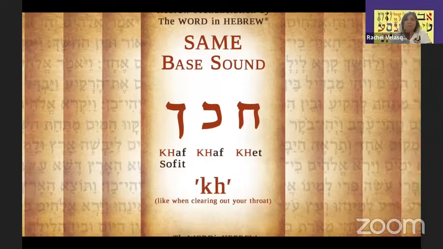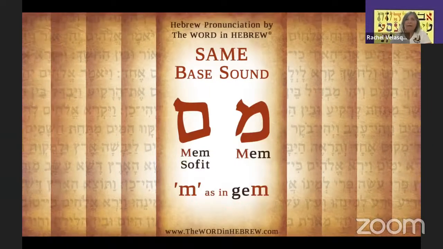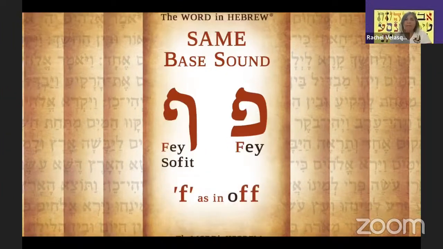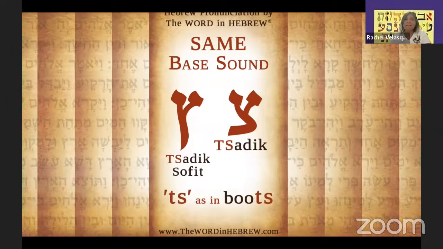Okay, so these have the same sound, and it's a glottal sound: Chet, Kaf, and Kaf Sofit. Then you have Mem and Mem Sofit. We have Nun and Nun Sofit. Same sounds. Then we have Fe and Fe Sofit, the F sound. Then we have Zadik and Zadik Sofit.